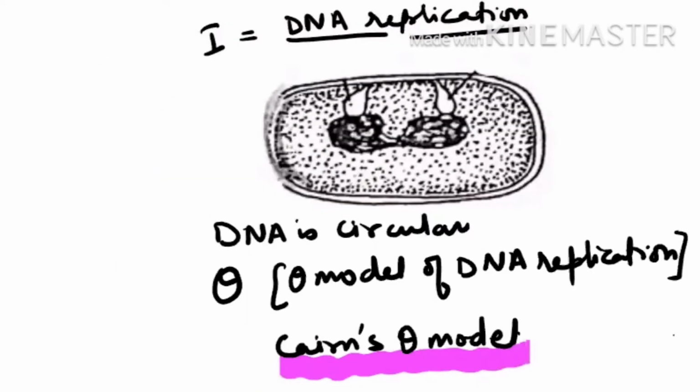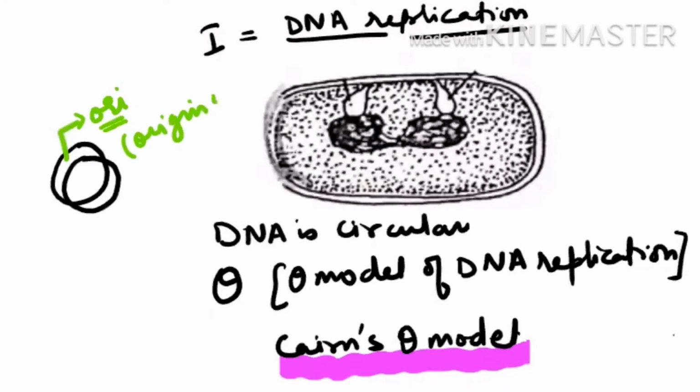You can understand the diagram this way. See here, let us assume these are the two strands of DNA. This is one strand and this is the second strand. I'm using black color for this. And they have a single ori site. This is the single ori site from where the replication is to start. The replication always starts from the ori site. Ori site means the origin of replication.